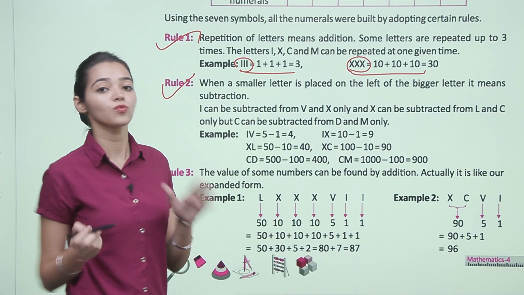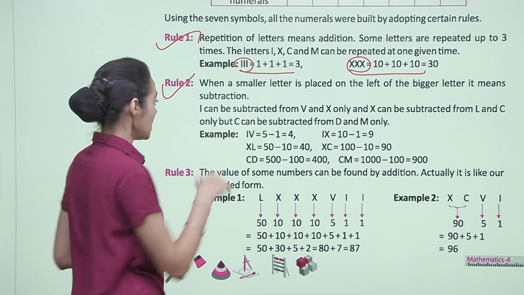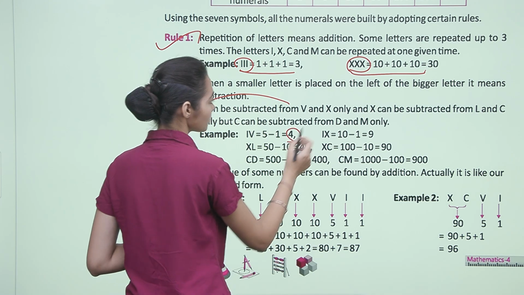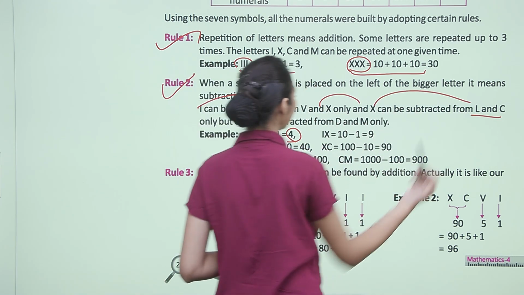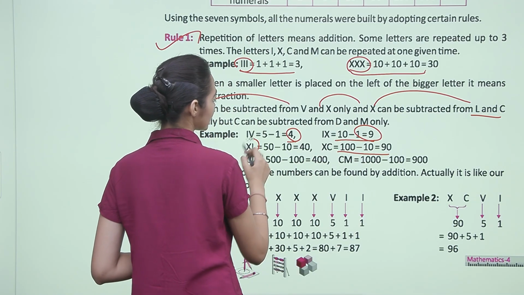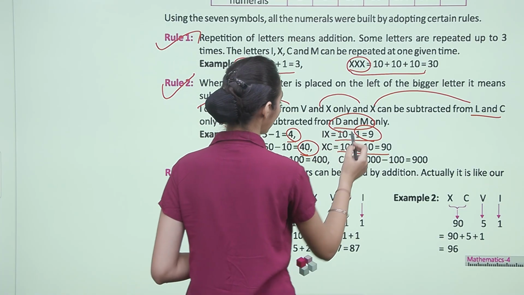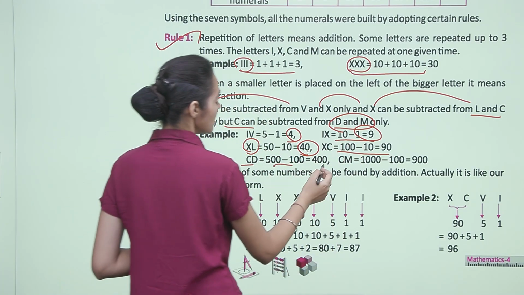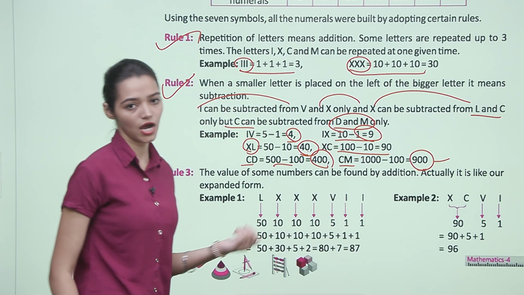The second rule says that if a smaller number is placed to the left of a bigger letter, we subtract this number. Like I can be subtracted from V, that is 4, and X can be subtracted from L and C only, that is 90. XL means 50 minus 10, that is 40, but C can be subtracted from D and M only, that is 500 minus 100, that is 400, and CM is 900.